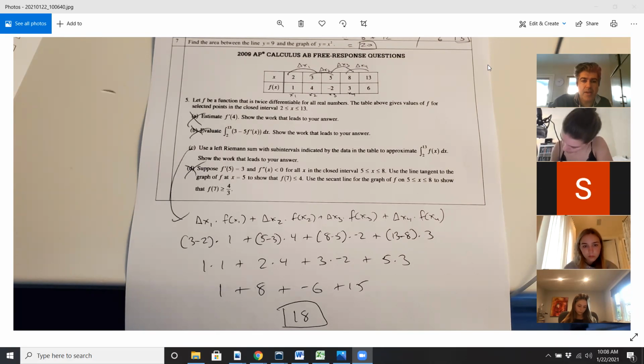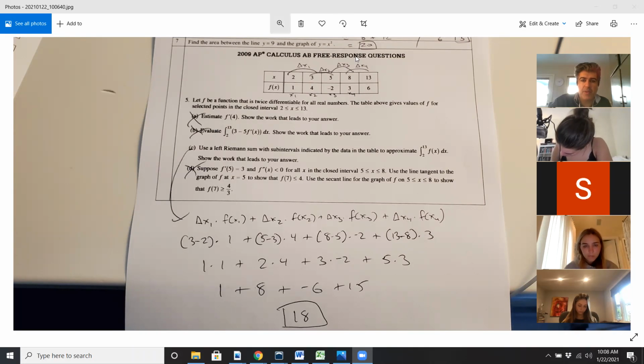And here in part C, you're being asked to use a left Riemann sum with subintervals indicated by the data in the table to approximate the integral from 2 to 13 of f of x dx. Show the work that leads to your answer. So if you look up above, the table has 5 data points: (2, 1), (3, 4), (5, -2), (8, 3), (13, 6). If you want to plot them, go ahead. You don't need to necessarily.